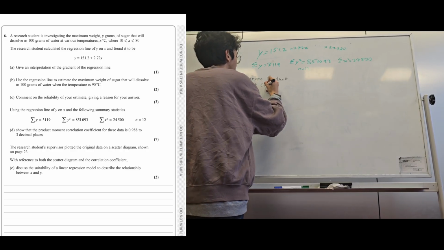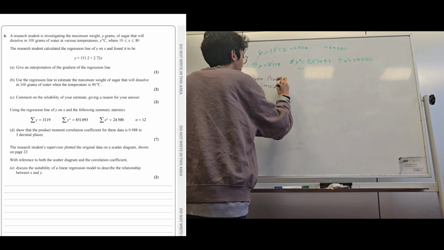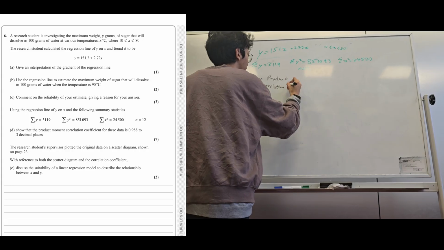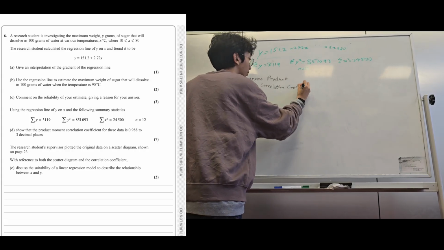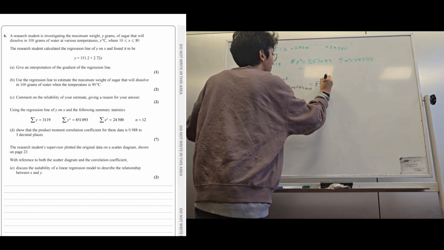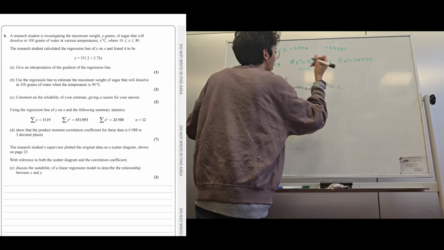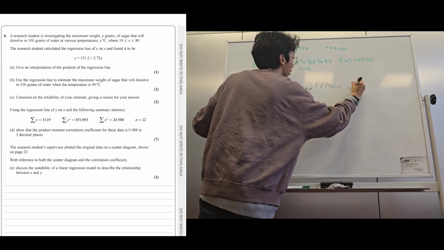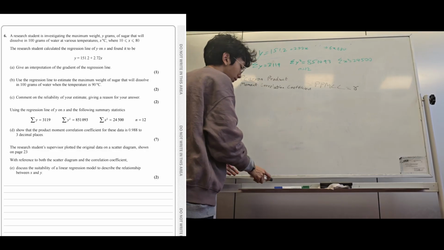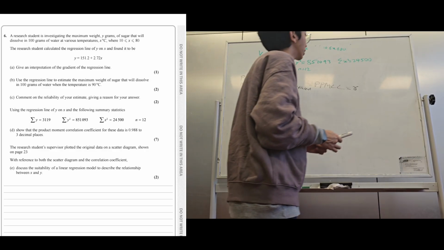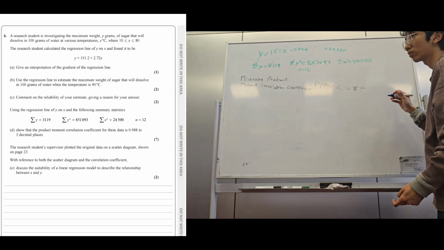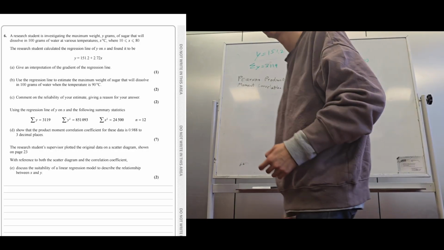Product moment correlation coefficient, that is equal to, let's say, the PMCC. In short, we call it r. So we just need to calculate what r is. And the formula for r is in your formula sheet. Just look at your formula sheet. I don't remember by heart.